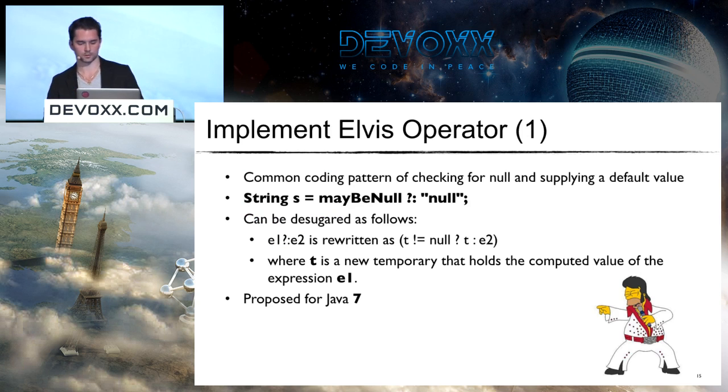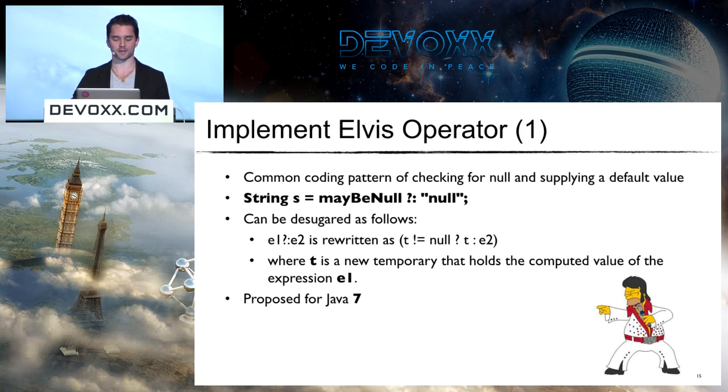So let's do something fun. Say I'd like to implement the Elvis operator. The Elvis operator is available in many languages like Groovy, for example. And it's really just a coding pattern that checks if the left-hand side is null or not, and based on that, we provide a default value. So, for example, this statement: string s equals maybeNull, then you have the Elvis operator. The reason it's called the Elvis operator is, if you flip your head to the side, you'll see that he's got curly hair. So, that's why they call it the Elvis operator.